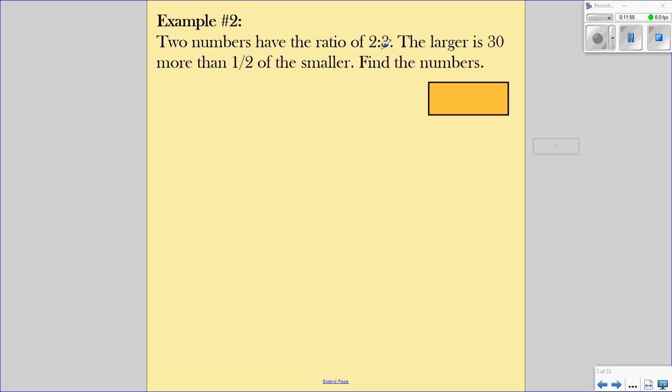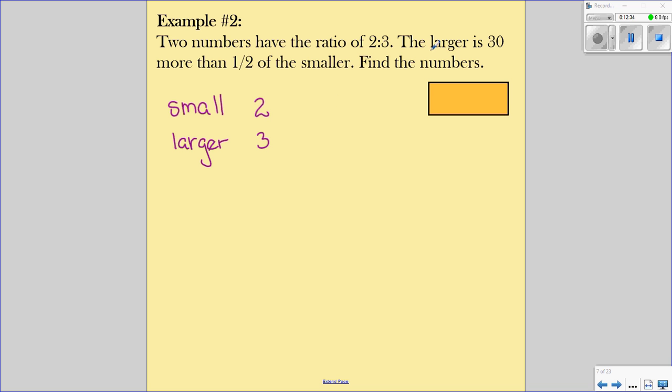Alright, they say two numbers have a ratio of 2 to 3. The larger is 30 more than half of the smaller. Find the numbers. Alright, so this is dealing with translating from verbal to algebraic. We know we have two numbers, and the ratio is 2 to 3. The larger is 30 more than the smaller. So the smaller would be this, the larger would be this. So let's put the smaller of the ratio is 2, and the larger is going to be 3.